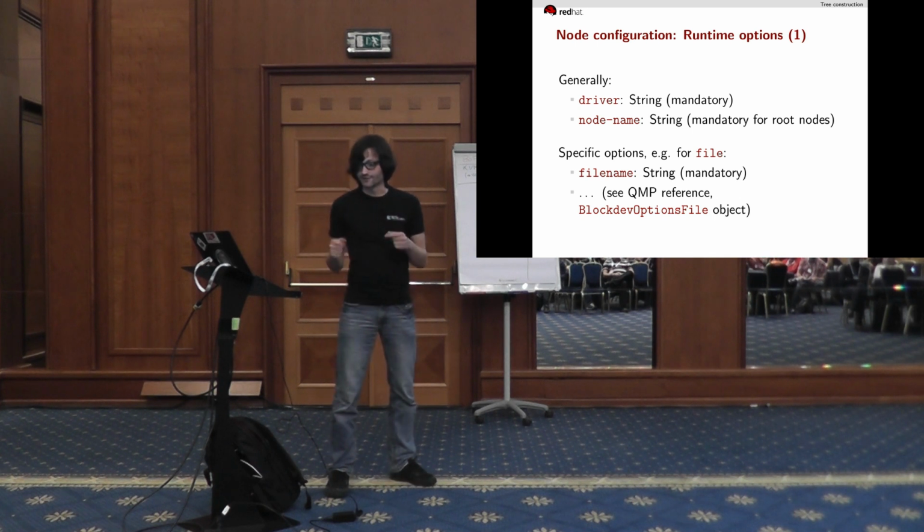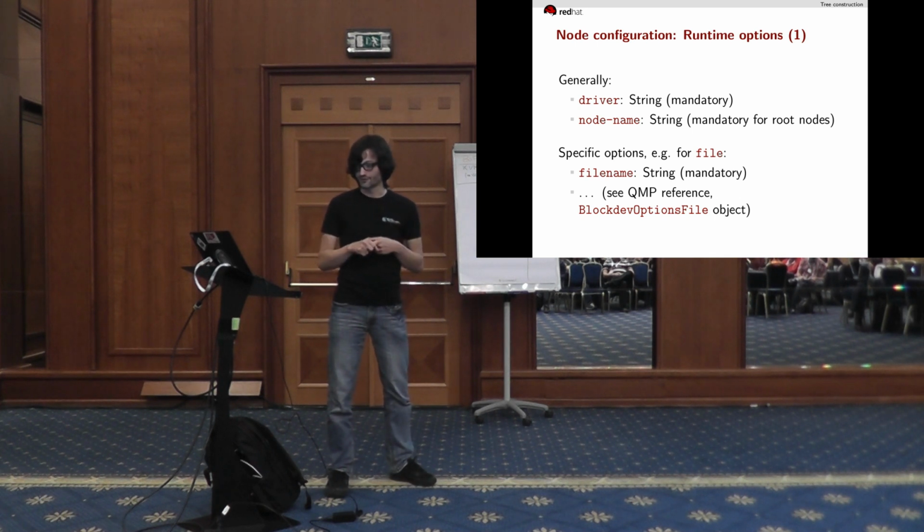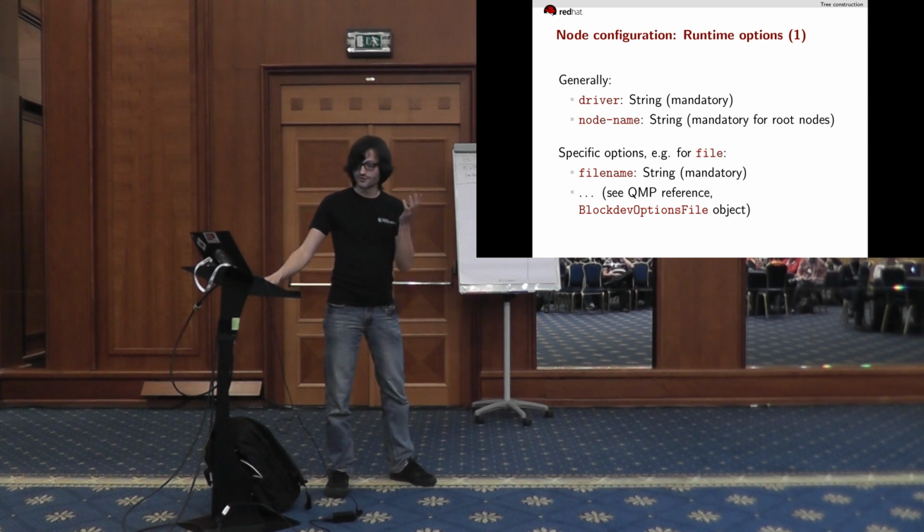If not anything else, then because it gives you more options to manage everything. If you don't specify it, QEMU will auto-generate one. Depending on the driver, there are also driver-specific options. For instance, if you create a file node, you have to give it a file name that the file node should then open somewhere on your normal file system. And it has some more options, which are not interesting to us now, but you can look them up in the QMP reference.